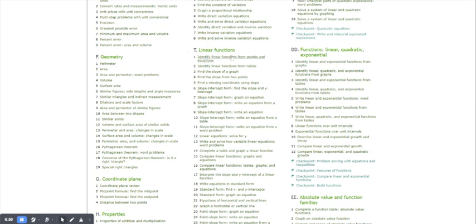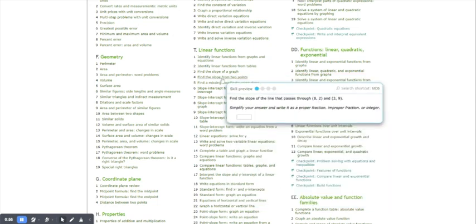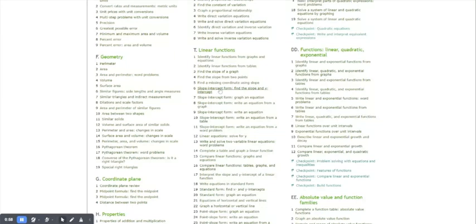Their unit T on linear functions is a lot of what we did as a review, right? Finding the slope from a graph, finding the slope from 2 points. So if you struggled with any of these concepts as we did them, I would definitely use IXL as a resource because you can always practice and practice and practice, right? So this would be a great tool and resource.